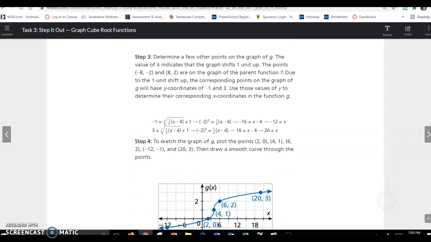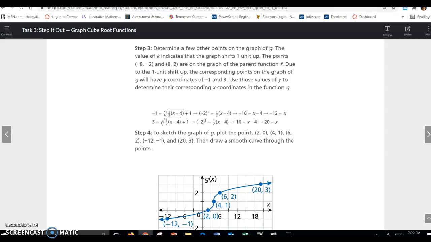All right, it says determine a few other points on the graph of g. The value of k indicates that the graph shifts 1 unit up. 1 unit up is a vertical movement. The points (-8, -2) and (8, 2) are on the graph of the parent function. All right, vertical is your y. So this is your x, horizontal, vertical is your y. So due to the 1 unit shift up, the corresponding points on the graph of g will have y-coordinates of -1 and 3. So -2 moved up goes to -1. 2 goes up 1 goes to 3.